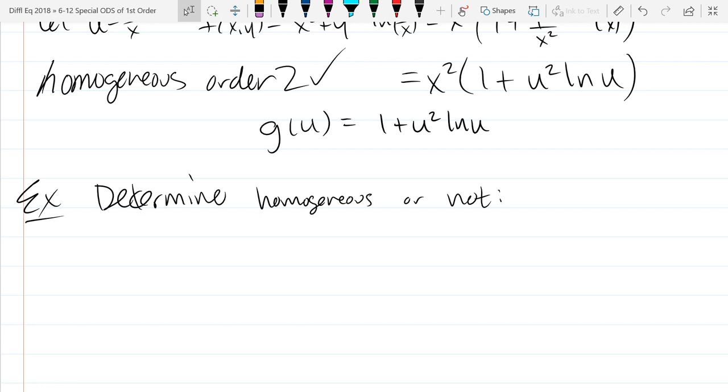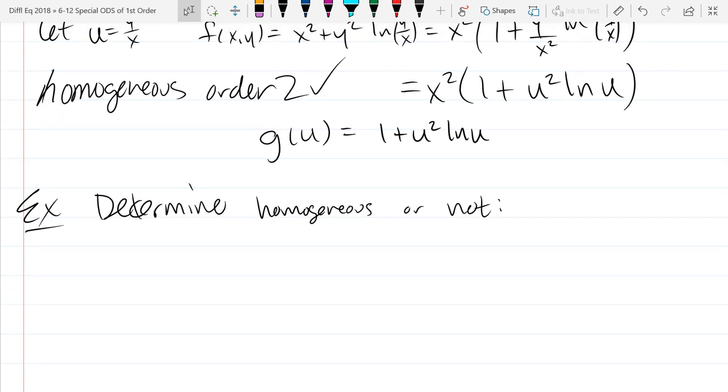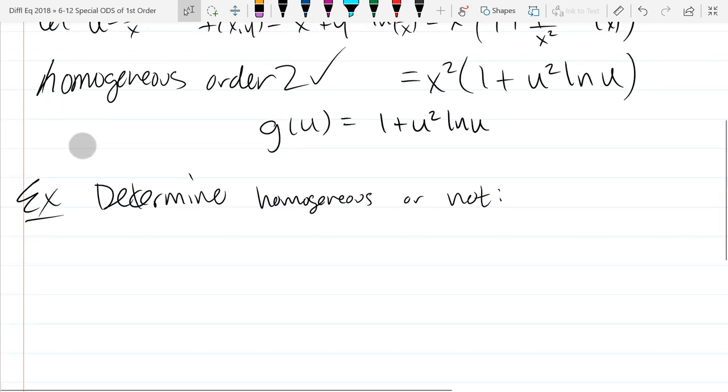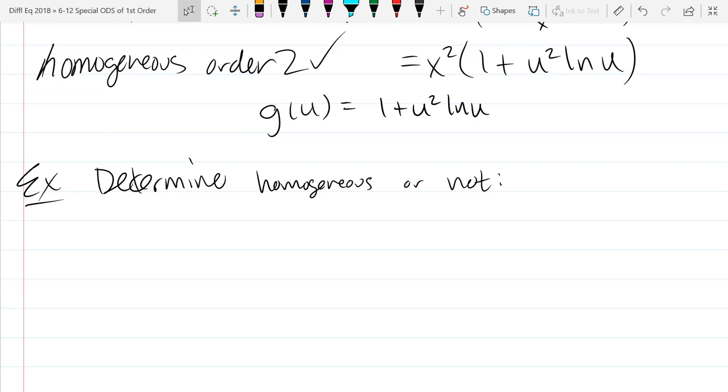In science, the opposite of homogeneous is, maybe it's not opposite, who knows? Not in science class.